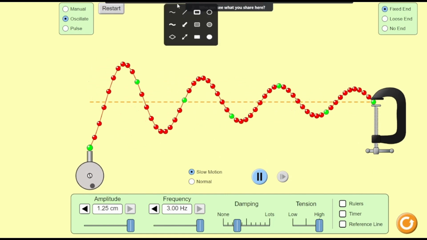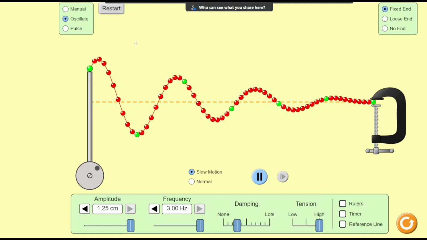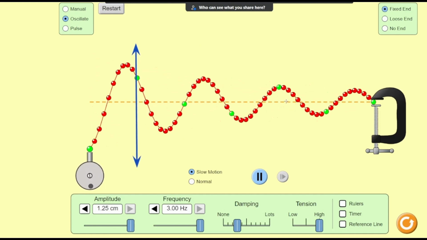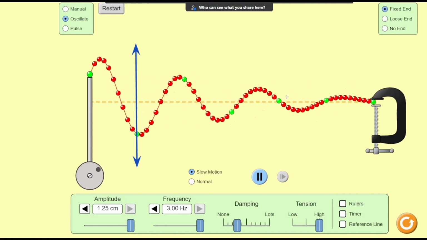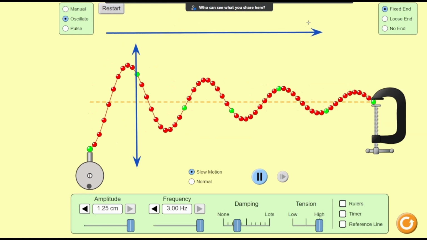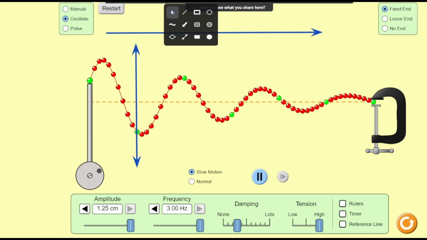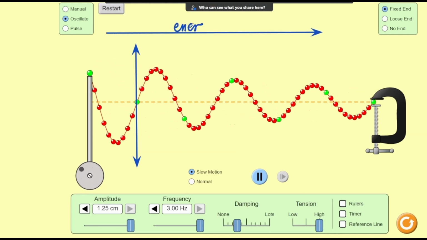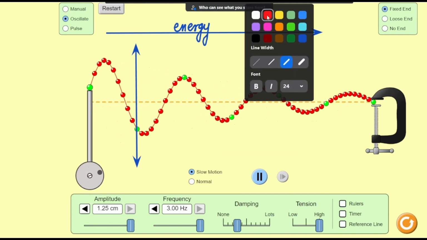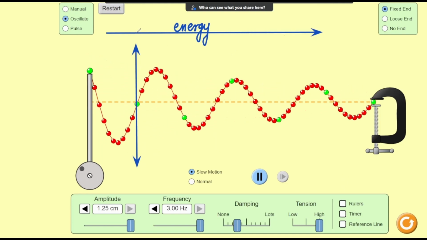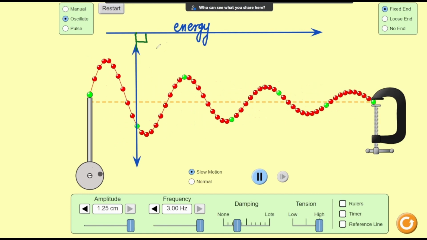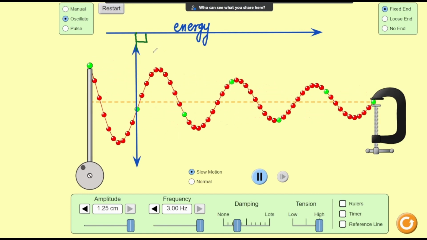I'm going to draw this along the green particle. As we can see, it is still moving upwards and downwards, and it's not moving in this direction where we were expecting energy to flow. And of course, if we extend it a little bit further, we can see that it will make an angle of 90 degrees over here. That shows the perpendicular motion of particles. Do you understand this point?